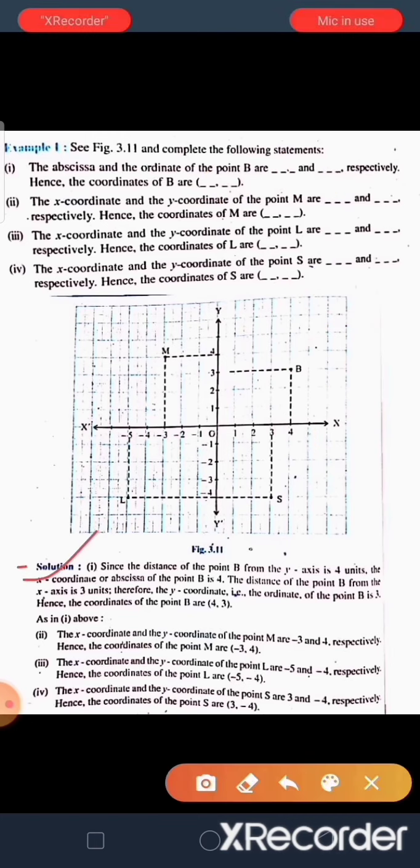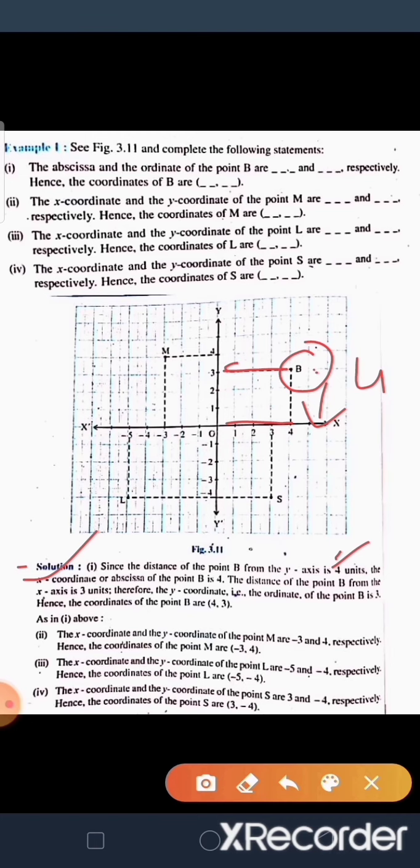we solve. Since the distance of point B from the y axis is 4, from the y axis we get the value of x, and for point B it is 4. The x coordinate, or abscissa, of point B is 4. The distance of point B from the x axis is 3 units. Therefore the y coordinate, that is the ordinate of point B, is 3. Hence the coordinates of point B are 4 and 3.